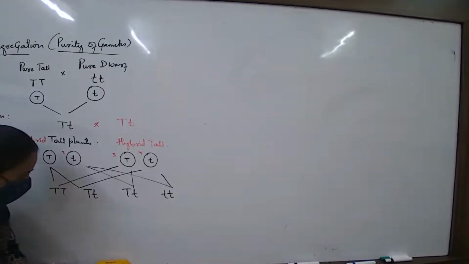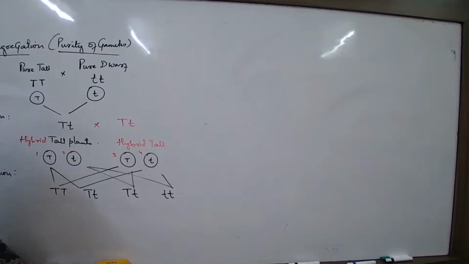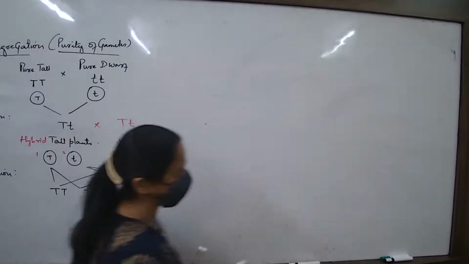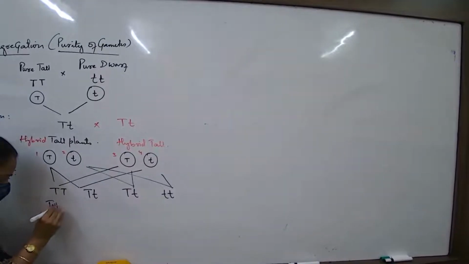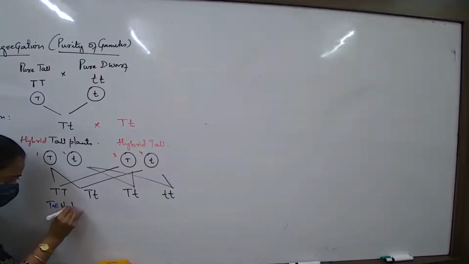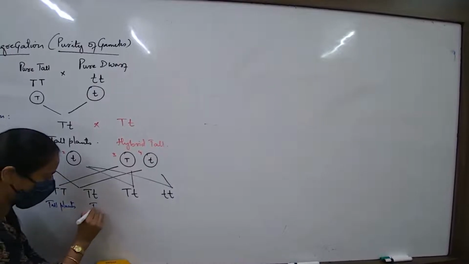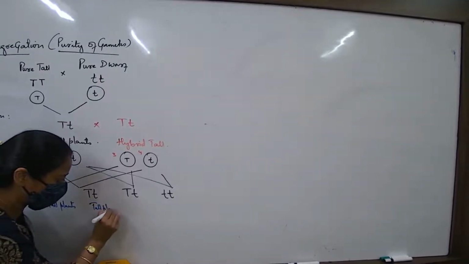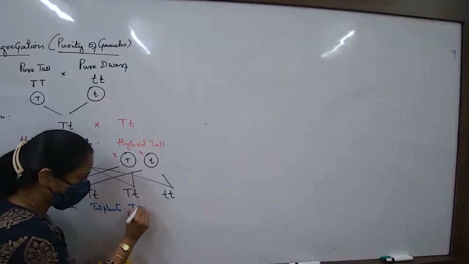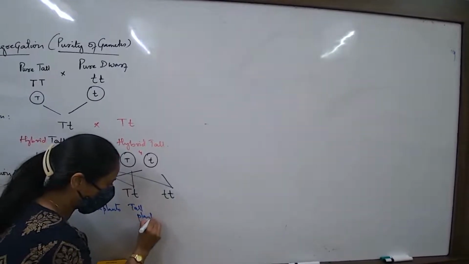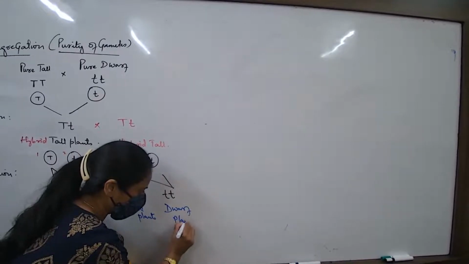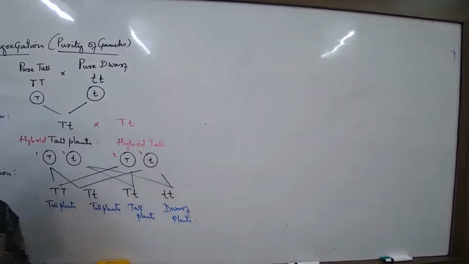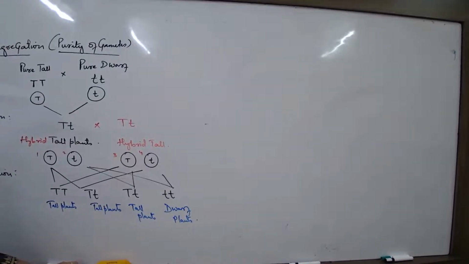So if this is the genotype, then let us write down the phenotype. What will the phenotype be? What should I write here? Tall. Tall plants. These are tall plants. What about this? Tall plants. What about the third? Tall plants. What about the fourth? Dwarf plants.